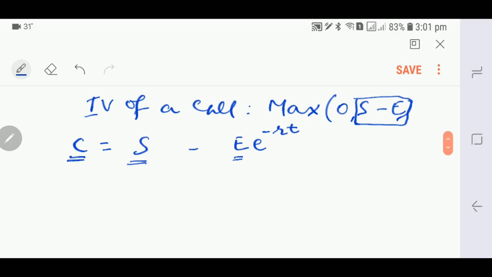Now we also want to know the probability that this call option is going to end up being in the money, that is, at maturity it will be profitable to exercise it. The probability of that happening is given by N of d2. So we multiply this item by N of d2. We are going to talk about what d2 is in a moment.